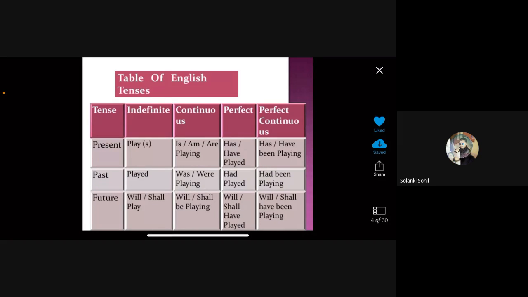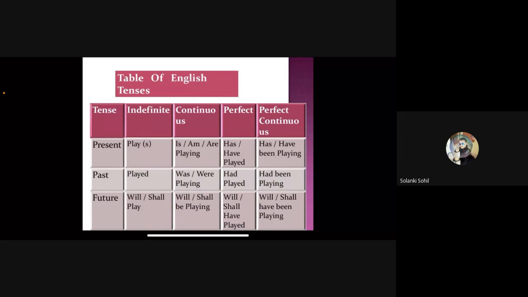Now, if it is has or have, then it is present perfect. If it is had, then it is past perfect. Like that, you have to remember. Then perfect continuous. Now, again, see the last column. Perfect plus continuous. So, perfect means again has or have will be there, and continuous means ing will be there. So, has been ing or have been ing.